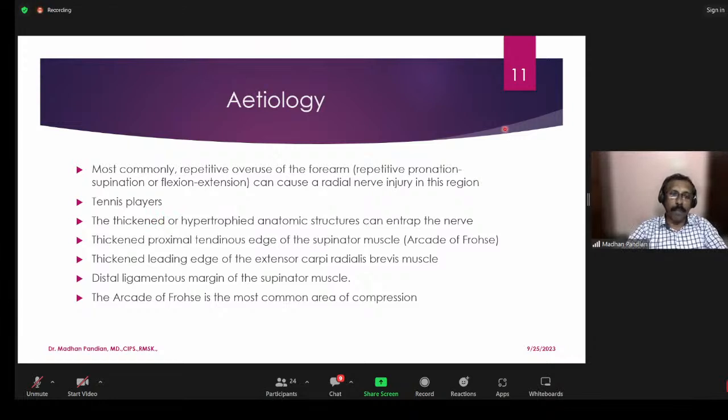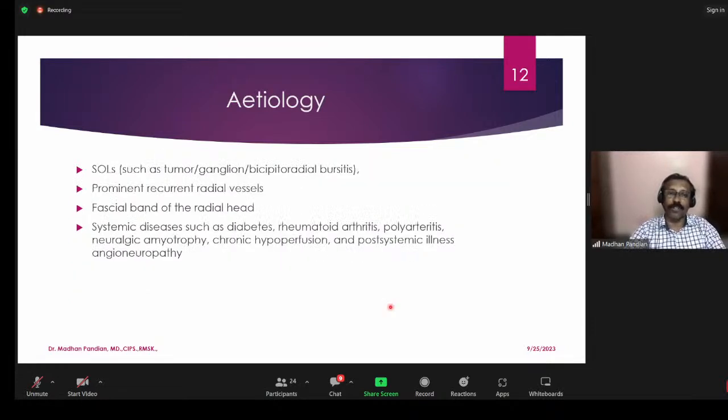The thickened and hypertrophied anatomic structures which can entrap the nerve are the arcade of Frohse, that is the proximal tendinous edge of the supinator muscle, the thickened leading edge of the extensor carpi radialis brevis, and the distal ligamentous margin of the supinator. The arcade of Frohse is the most common site of compression. So all these are potential sites of compression, and this is basically visible only with high resolution ultrasonography.